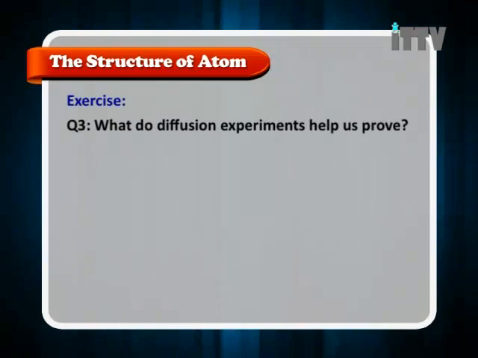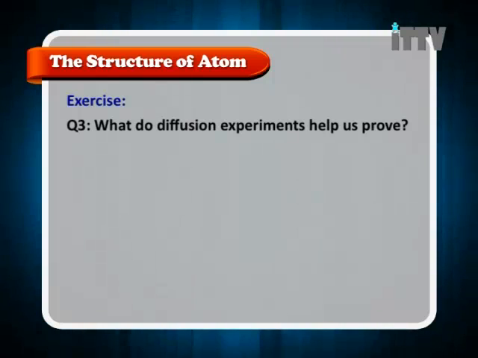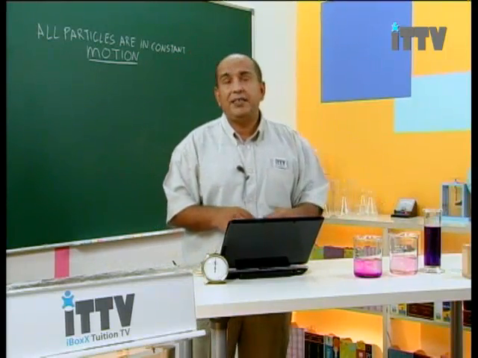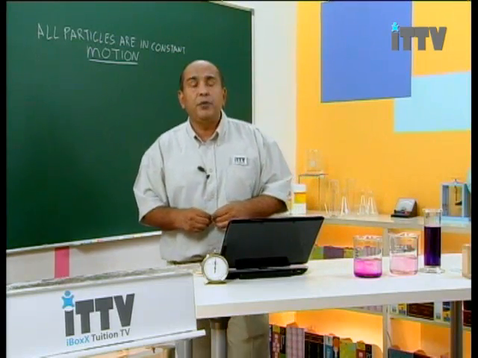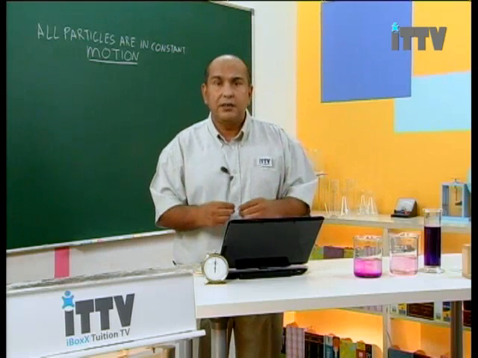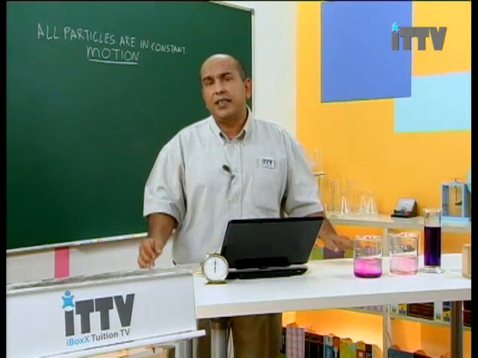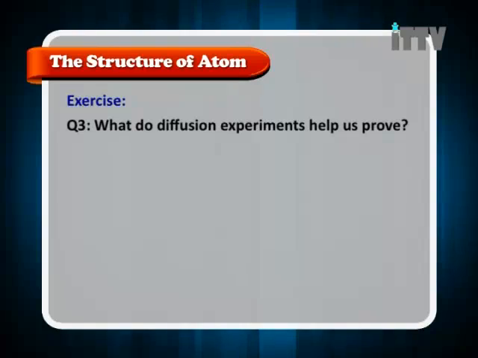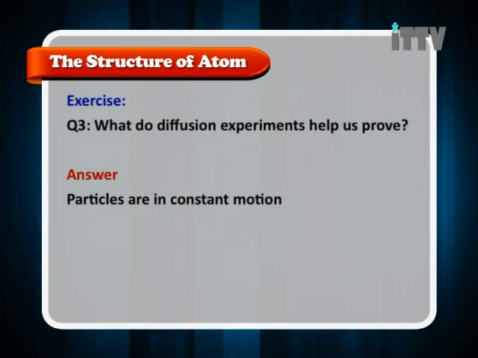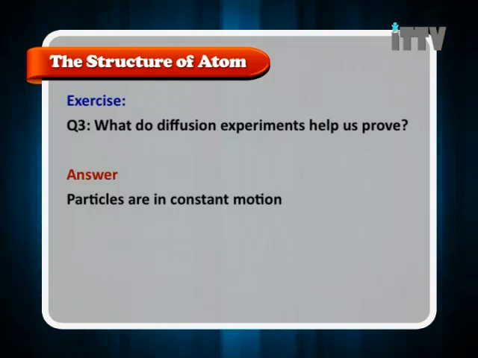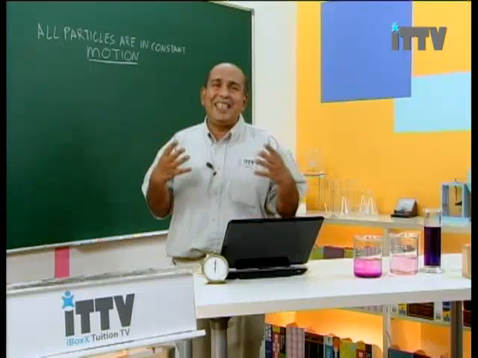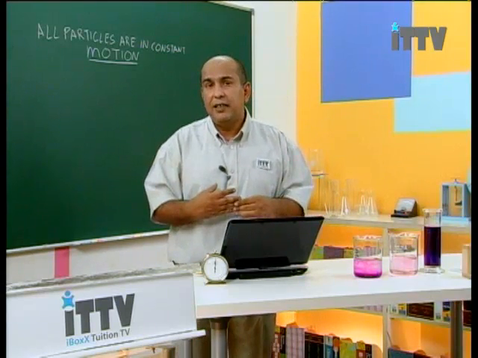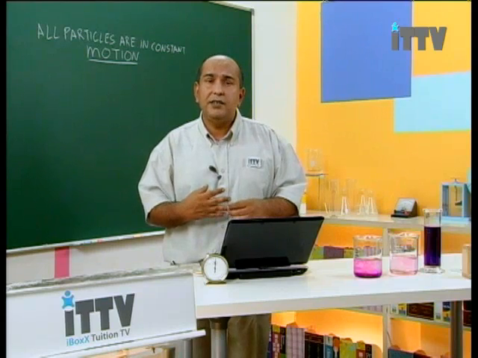What do diffusion experiments help us prove? Now we've done the two experiments here, putting the potassium permanganate inside water and putting the potassium permanganate crystals, solid potassium permanganate, inside water. What did both these experiments prove to us? The answer is particles are in constant motion. So remember, this is the key and fundamental thing that diffusion experiments help us understand. Particles are in constant motion.